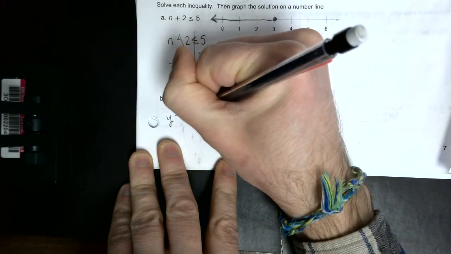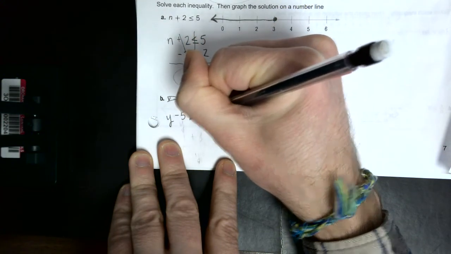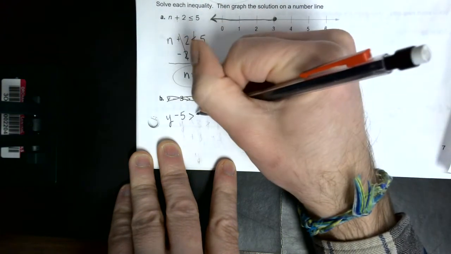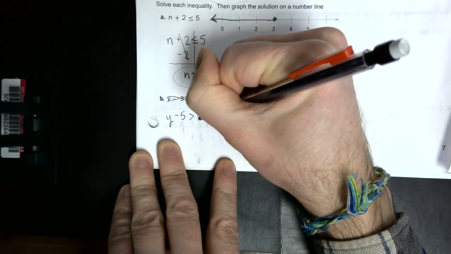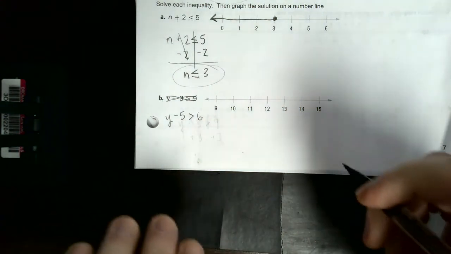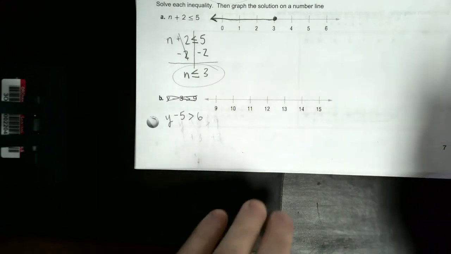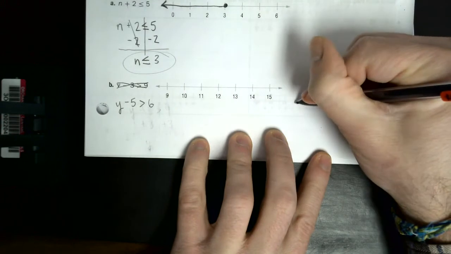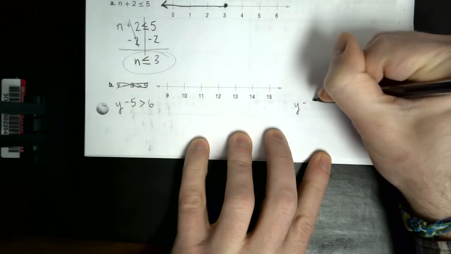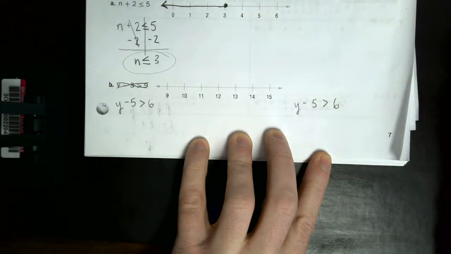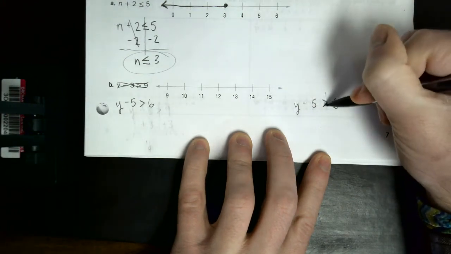minus 5 is greater than 6. Okay, that's different enough, I suppose. All right, let's try that one instead. Y minus 5 is greater than 6. So in case you had to cross it off, we can do it over here, I suppose. Y minus 5 is greater than 6. Okay, so we'll put the line through there.